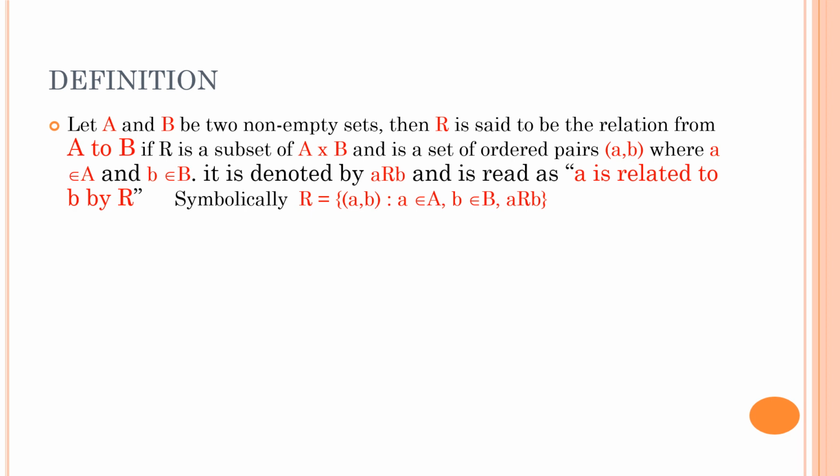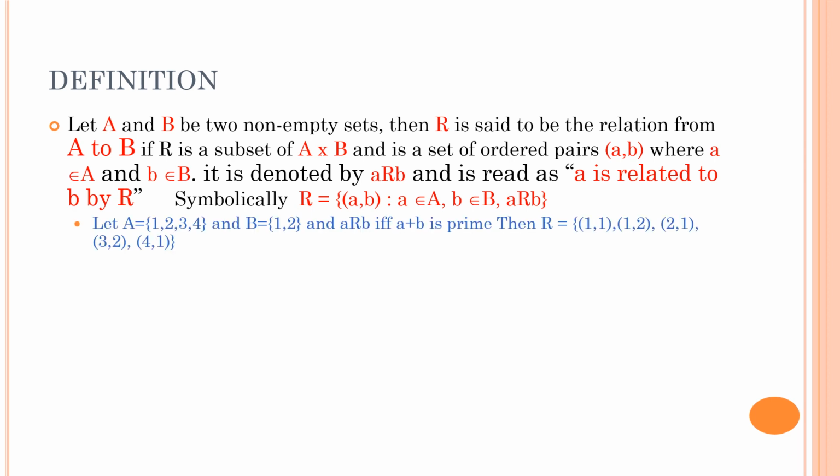But the two elements of the pair a and b are related to each other in some fashion. So it is denoted by a is related to b. So that means R is the set of ordered pairs (a, b), where a belongs to A, b belongs to B, and a is related to b. Let's take an example.